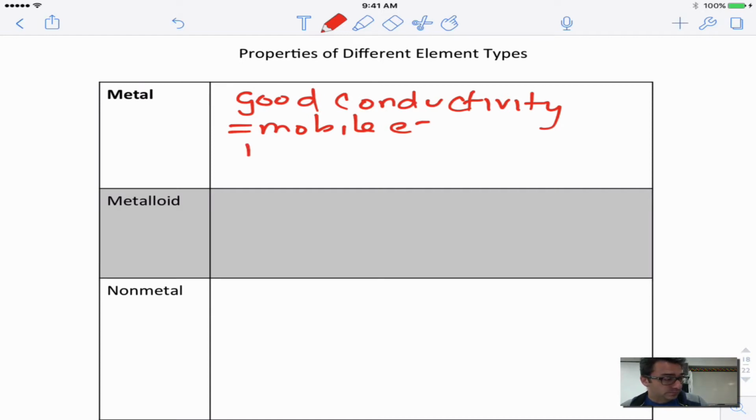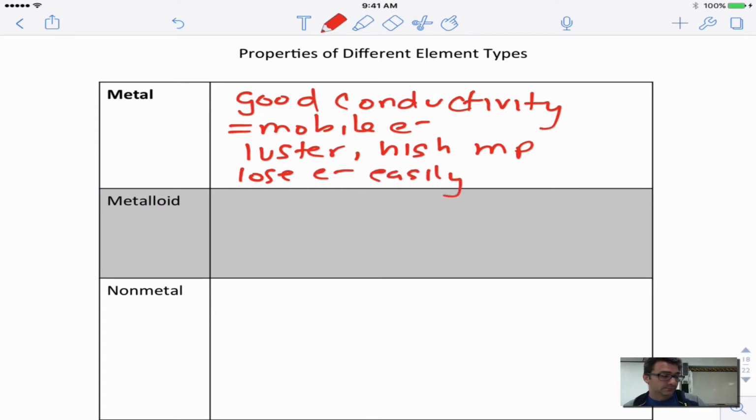They have luster. They generally have high melting points, with the exception of a few like mercury or maybe cesium, but generally their melting points are pretty high. And they tend to lose electrons easily. They tend to have low ionization energies, low electronegativities, and high atomic radii.